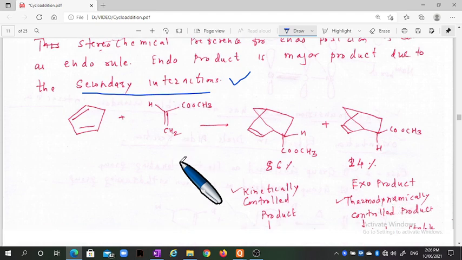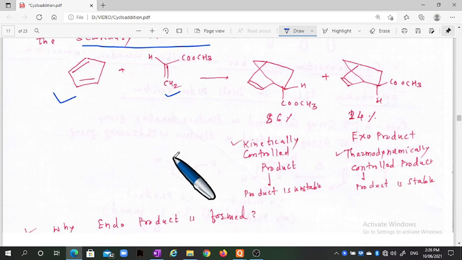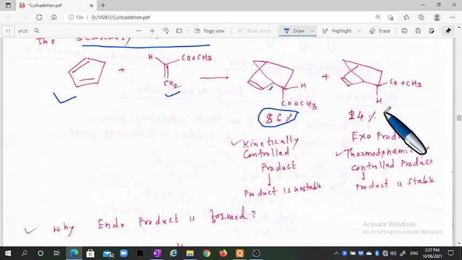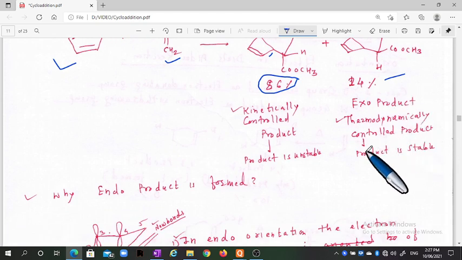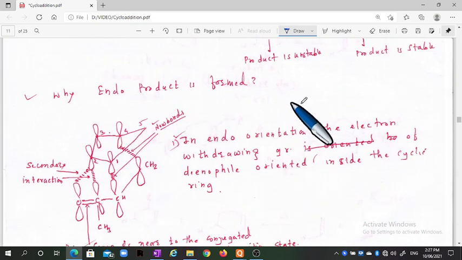Now, when this cyclopentadiene reacts with this dienophile, we will obtain 86% of this endo product, with COCH3 pointing towards this cavity, and 14% you will obtain this exo product. The exo product is the thermodynamic control product and the kinetically controlled product is our endo product, which is the majority, formed 86%. Why is endo formed?